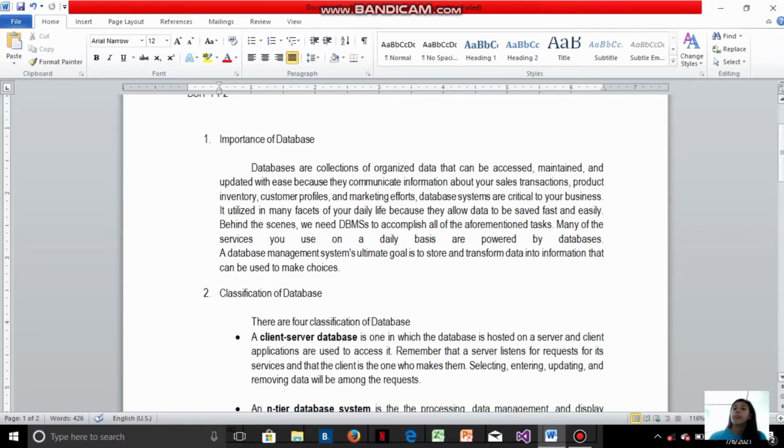Sa madaling salita po, ang databases ay kumo-collect ng mga information na siyang nagse-save ng fast and easily. Nag-aalaw po ito ng data para mapabilis na ma-save ang bawat information. Ito ang ultimate goal din po nito is to store and transform data into information that can be used to make choices.